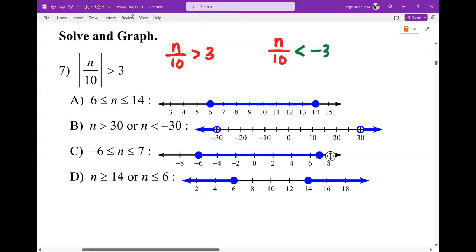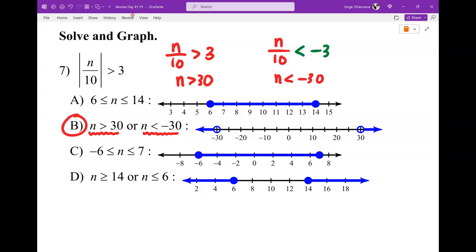So for number 7, I'll multiply by 10. I get n is greater than... I'm sorry, what am I saying? 30. And then the other one, I'll multiply by 10, so I get n is less than -30. So it's from -30 and 30. These are the only ones that have n greater than 30 and less than -30. So it has to be that one.